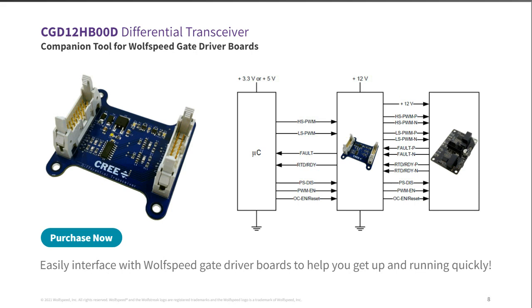So what we've created here is a differential transceiver board. What it does is take single-ended low voltage signals, either 3.3 volts from a microcontroller or 5 volt logic level signals, single-ended, and translates them via a transceiver to the differential signals. So we have a differential driver and transceiver chip.